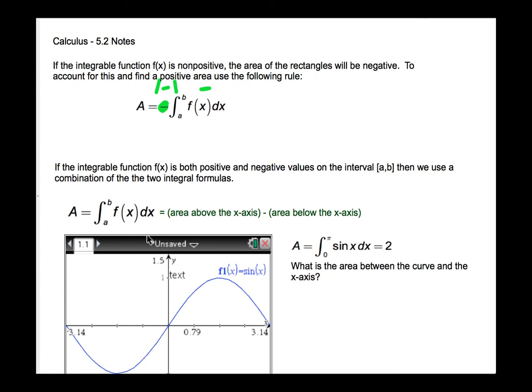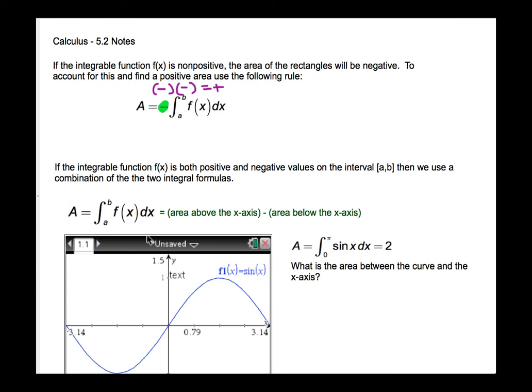Let's undo those. A negative times a negative is a positive. So I'm going to have a negative number on the outside, and I'm going to have a negative number for my integral. And a negative times a negative is going to be positive. Okay, that's what we're going to do.